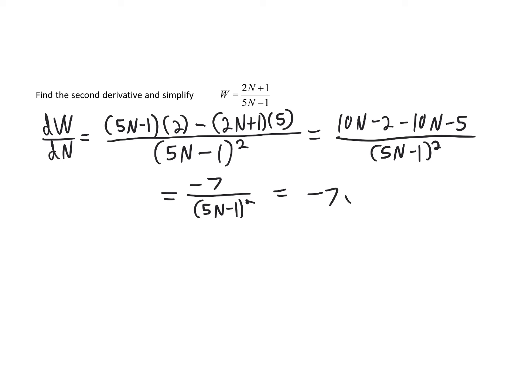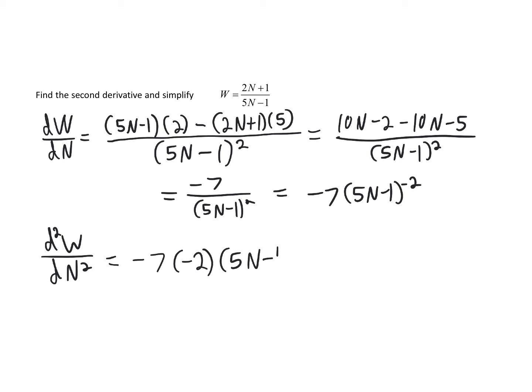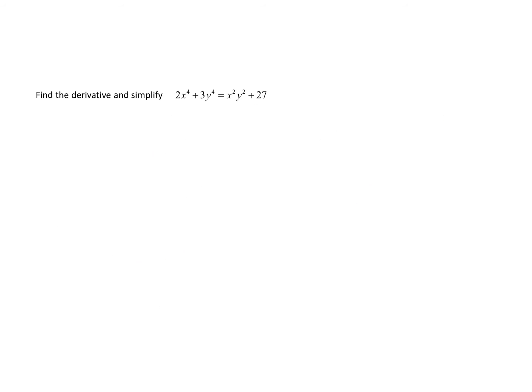But I'm going to rewrite this one, bringing the 5n minus 1 up to the power of negative 2, because to find the second derivative, we don't need to use the quotient rule anymore. We can just use a chain rule. And that's because there's no n's in the numerator. We only have a function of n in the denominator. So we take the derivative, simplify, giving us our final answer.